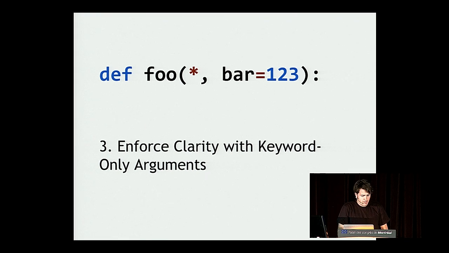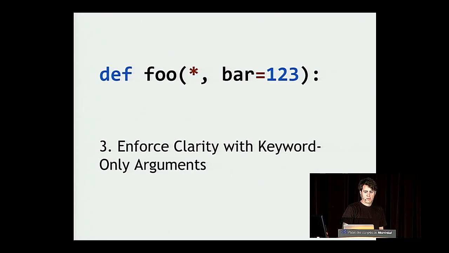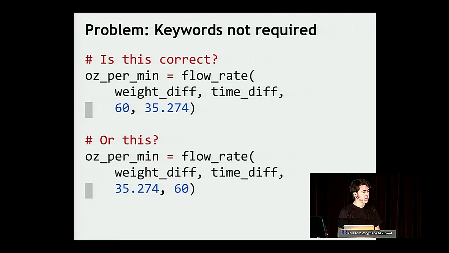So I want to talk about one of the problems with this approach of passing keyword arguments. And the problem is that you're not forced to be clear. So I think that you should enforce clarity with keyword-only arguments. Keyword-only arguments make it so that you have to be specific about default arguments. So here's what I'm talking about.